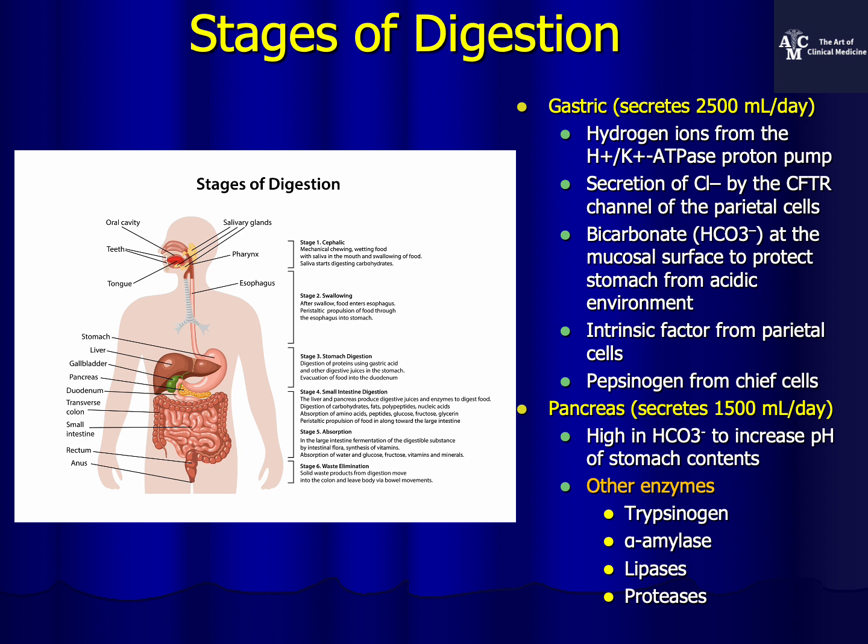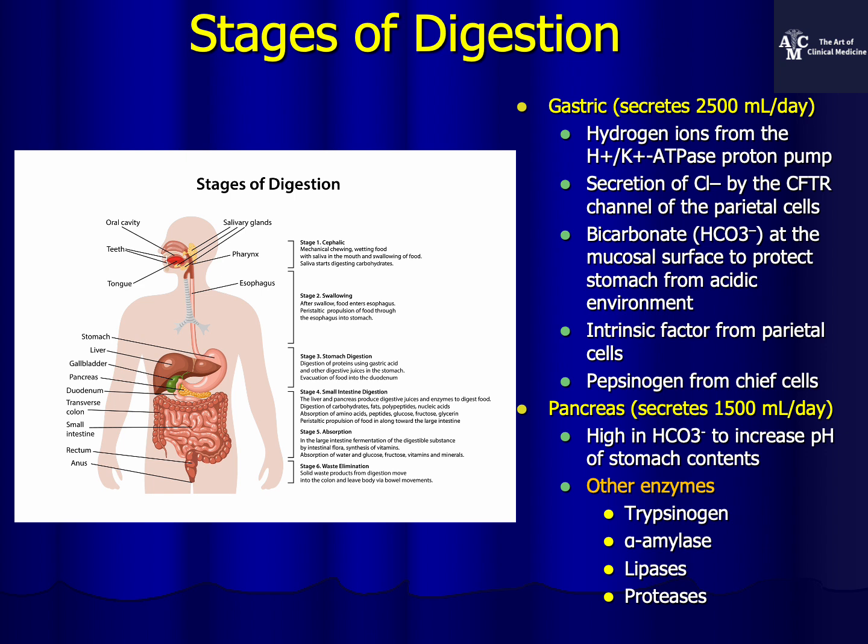There's a lot of hydrogen ions from the hydrogen potassium ATPase proton pump. The parietal cells also secrete chloride and bicarb at the mucosal surface to protect it from the acidic environment. And then the intrinsic factor is also secreted from the parietal cells. The chief cells are doing most of the digestive enzyme work, which is pepsinogen, which gets broken down into pepsin.